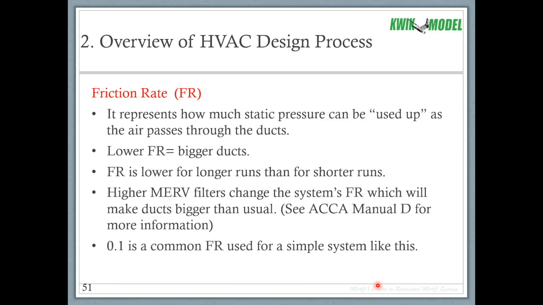So friction rate represents how much static pressure can be used up as the air passes down the duct system. Lower friction rate means bigger ducts. Each 100 feet you go, you can only drop a certain amount of pressure, and in order for that to happen, you have to have bigger ducts. If you have smaller ducts, the pressure drops faster as you travel through the duct system.